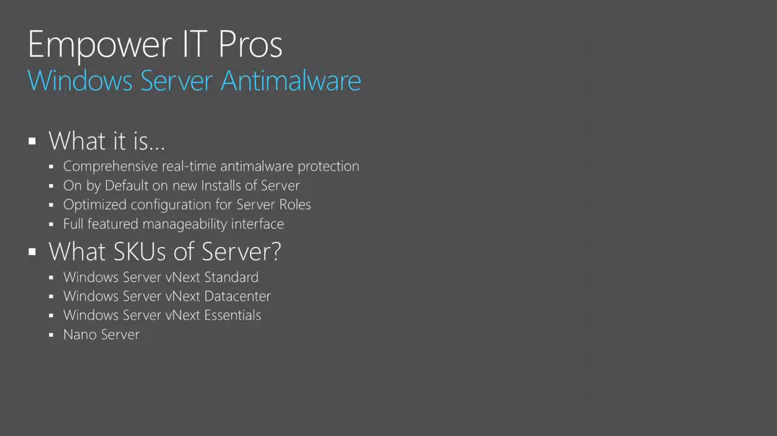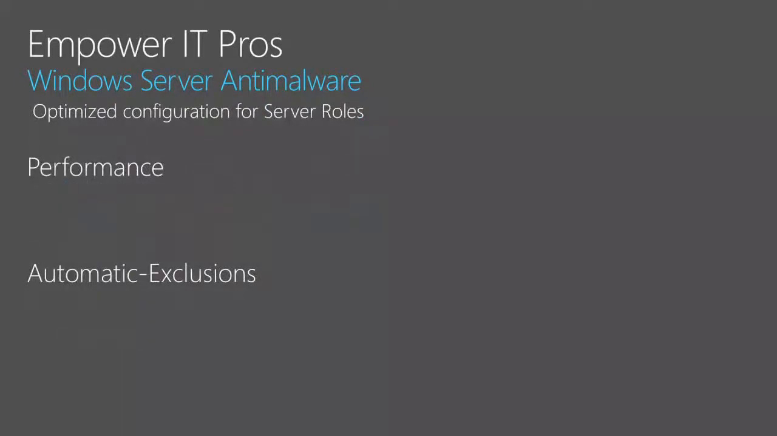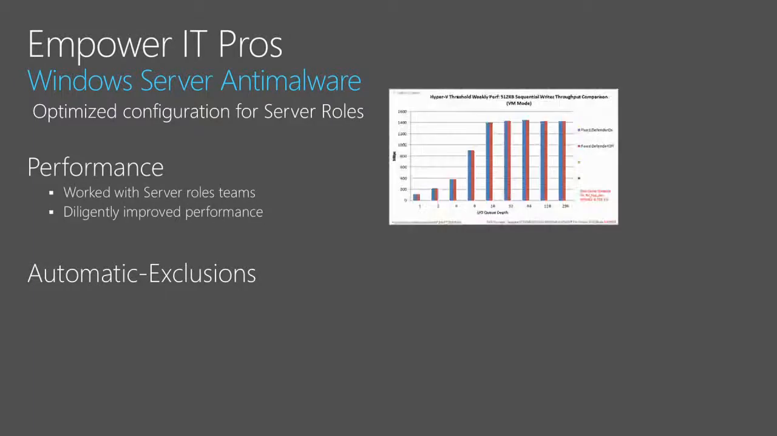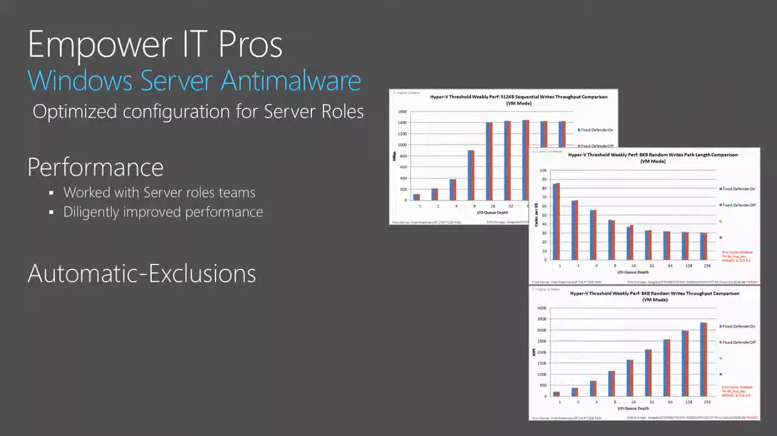And I really want to emphasize the point about being optimized for the different server roles. Because we always hear this feedback that, hey, running anti-malware on my server impacts performance, and I have different issues with these different server roles, etc. So we worked quite a bit with the different role teams and diligently improved performance. And these graphs show the difference in performance with Defender on and Defender off. And there's hardly any difference.